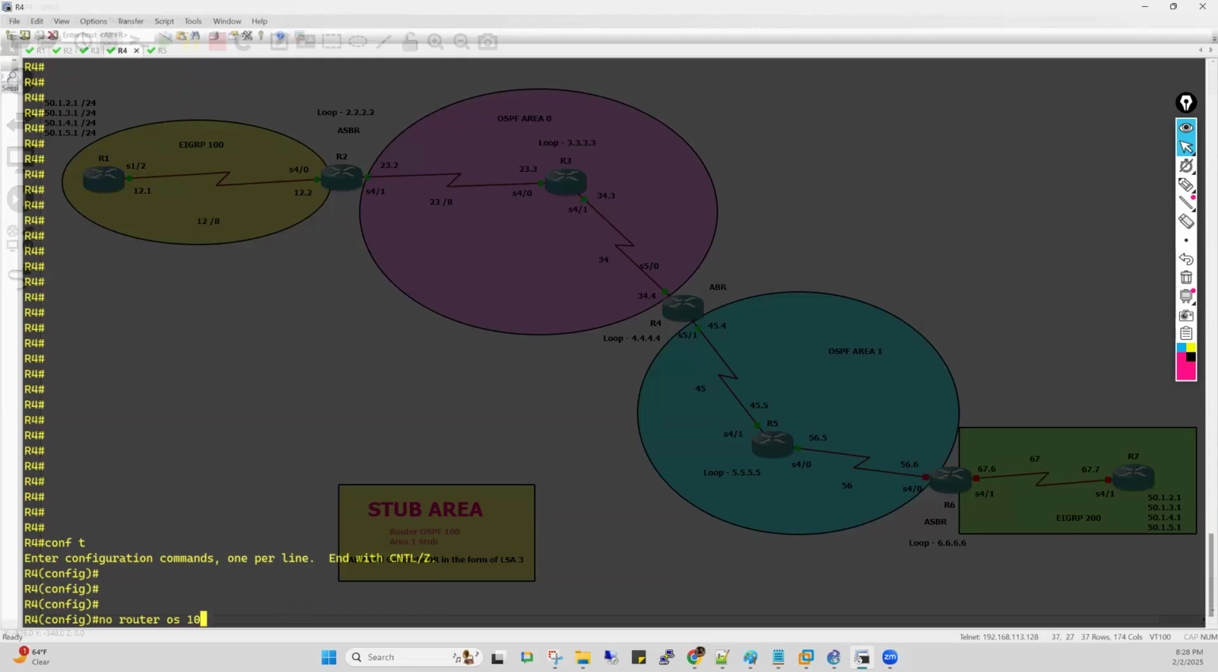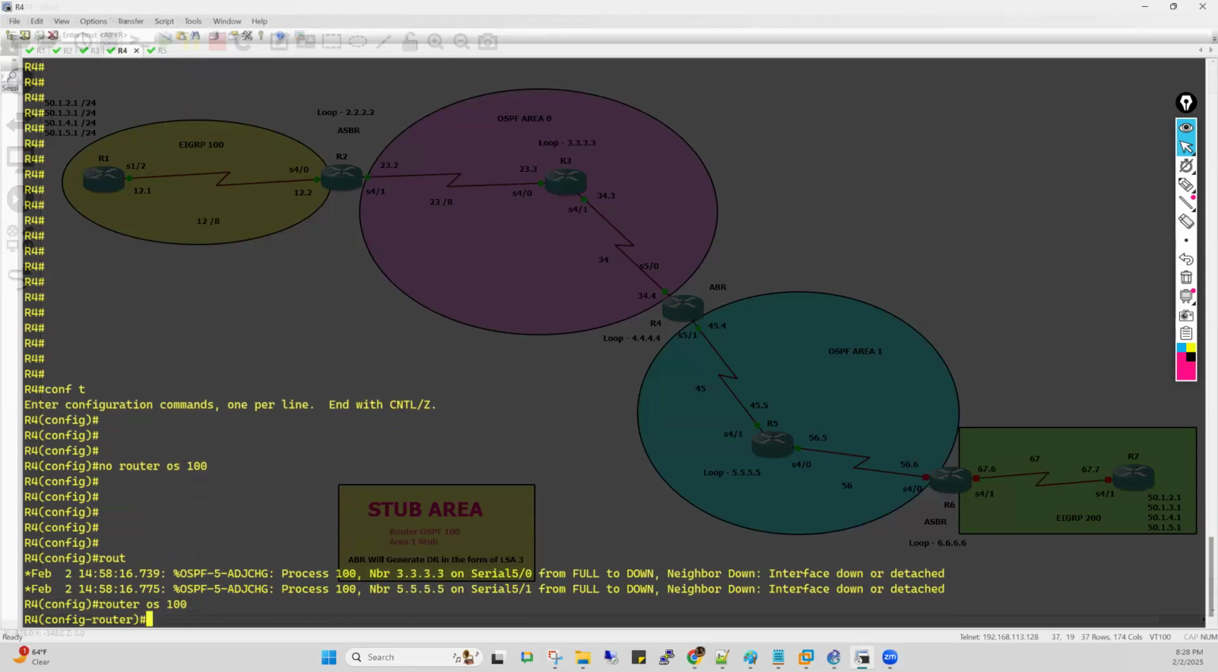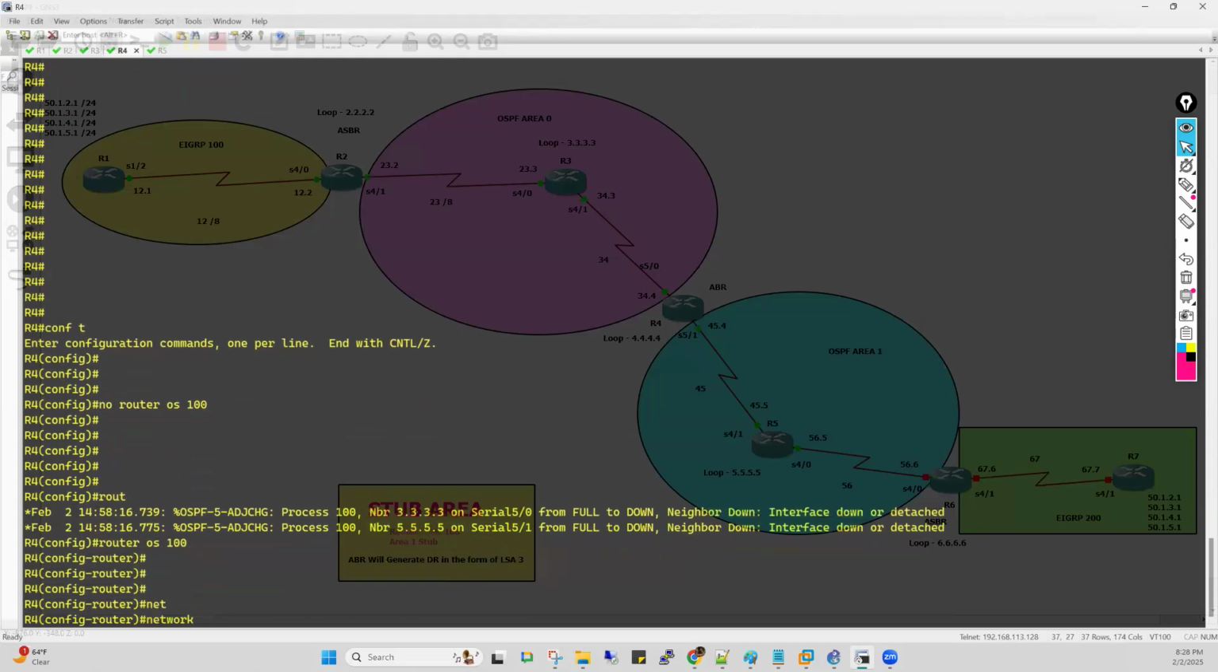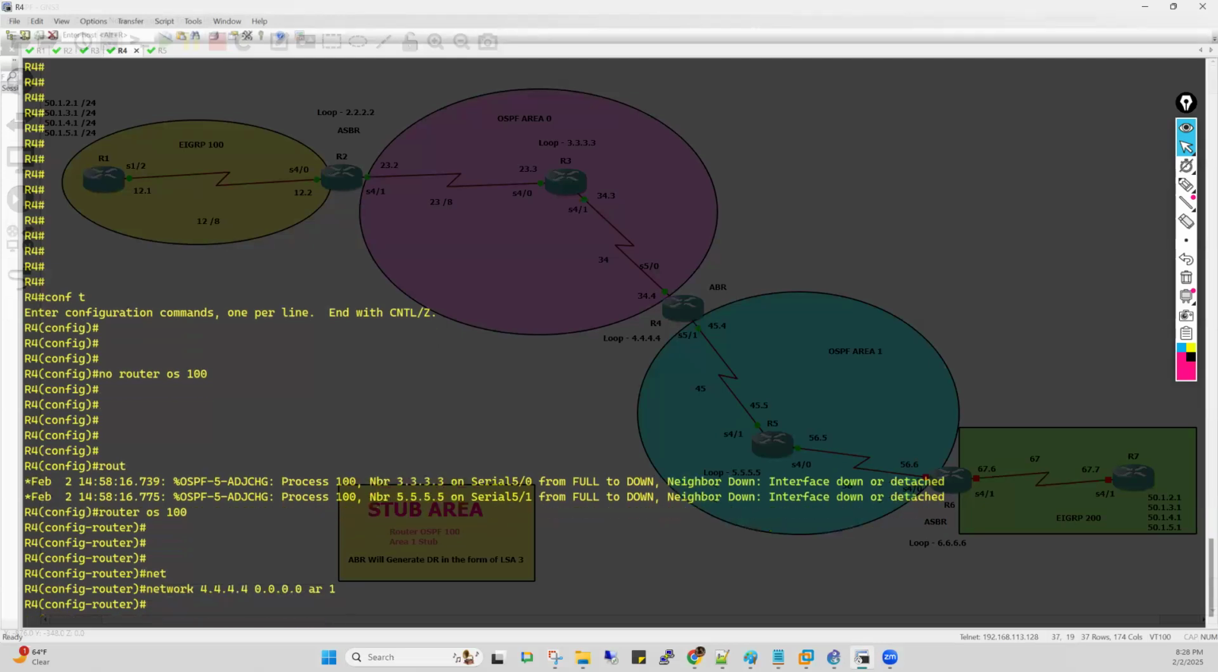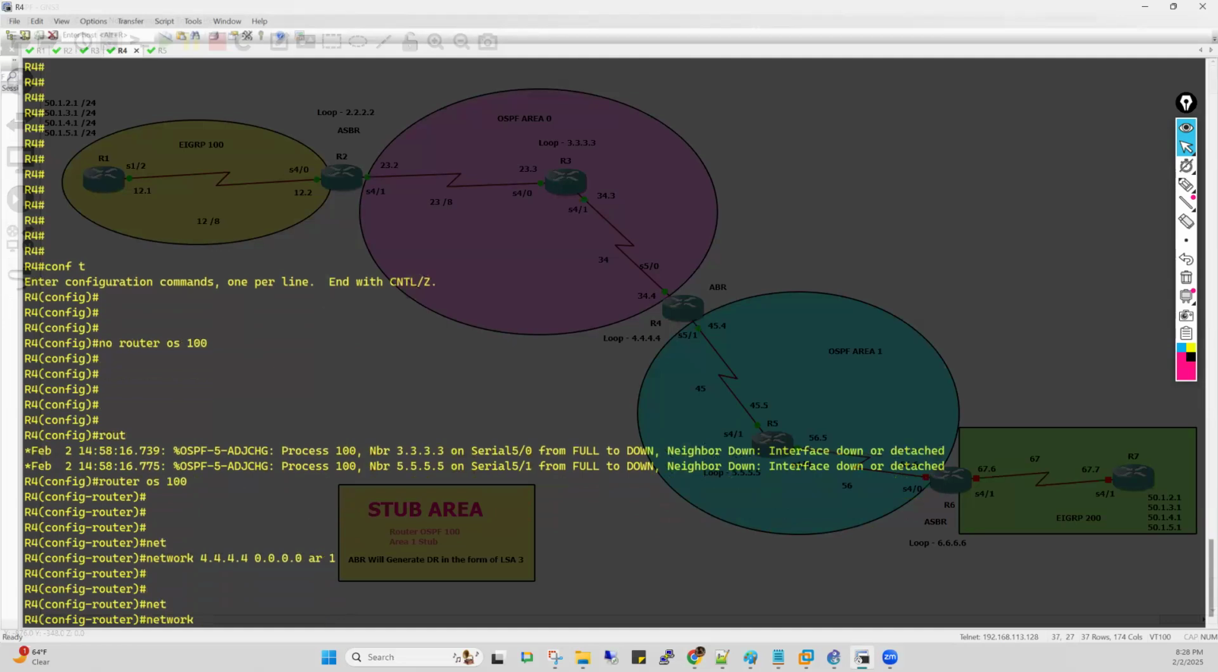No router OSPF 100. Now I am writing router OSPF 100. Network. First of all, we are on R4. 4.4.4.4. Clear? Wildcard mask will be, guys, 0.0.0.0 and area is 1. Done. Network. Then the 45 network, right? 45.0.0.0, 0.255.255.255, area 1. The 45 network is part of area 1.